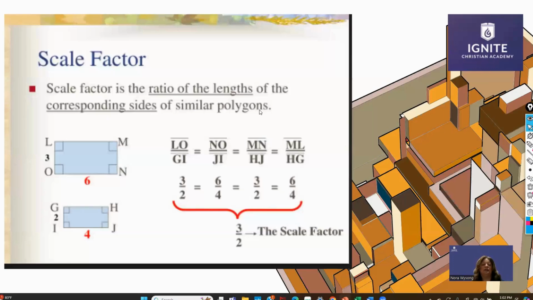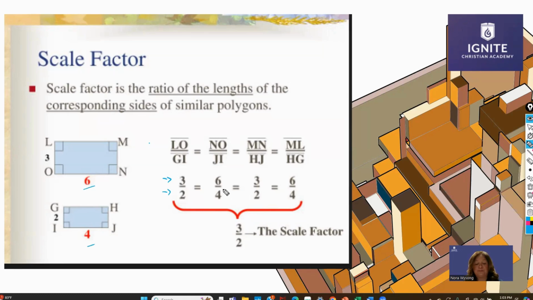Now we're looking at scale factors. Remember, scale factor is the ratio of the lengths of the corresponding sides of similar polygons. If their ratios are not equal, then that means they're not similar. So we're giving you the similar polygons and asking you to find the scale factor. I'm looking at the larger rectangle in reference to the smaller rectangle, so I start with the large measurement over the smaller measurement. We're told that LO is 3 and GI is 2, so that's where these numbers come from. Then I'll check it again because they gave me 2 other measurements, so I'll go ahead and check those.